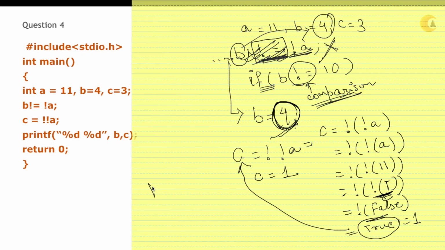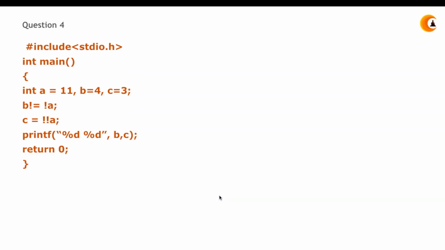Okay. So what will your printf be doing? Printf is printing B and C. So the B value, as mentioned, will stay unchanged. And what is the value of C? It's 1. So what will your output be? 4 and 1. Clear? It's a very easy question. Just understand how trickily they have used the not operator. Break it down. Understand that not equal to is a comparison and not an assignment operator. Then you're done with the question, right?